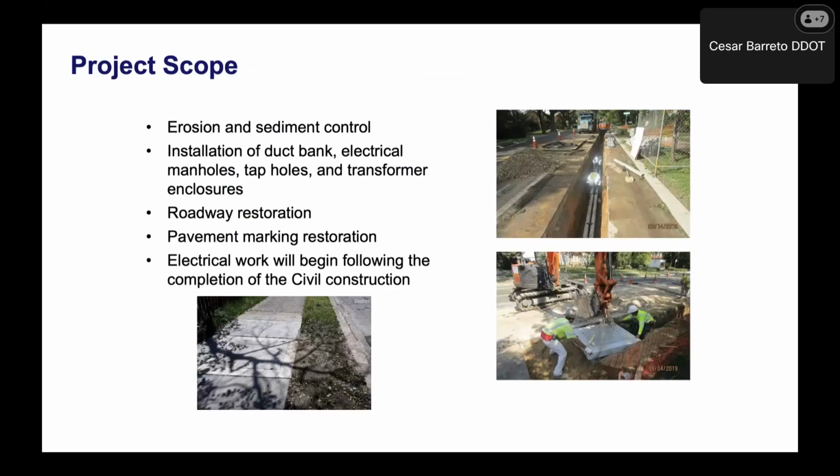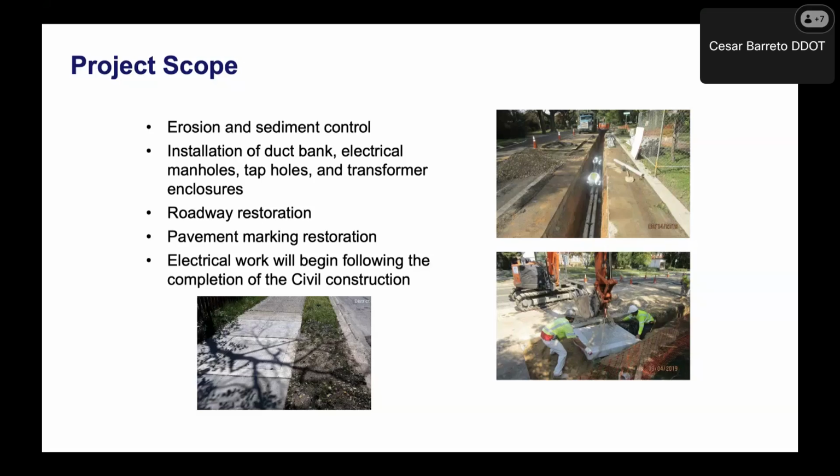We also do installation of duct bank, electrical manholes, tap holes, and transformer enclosures. We do roadway restoration where it's needed. And we also do the pavement markings as well, based on the impact that we have done to the roadway. The electrical phase of the work happens once the civil construction is finished.